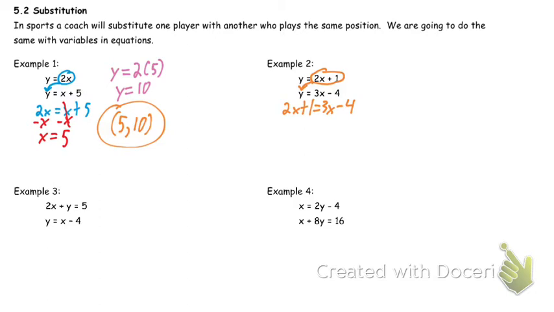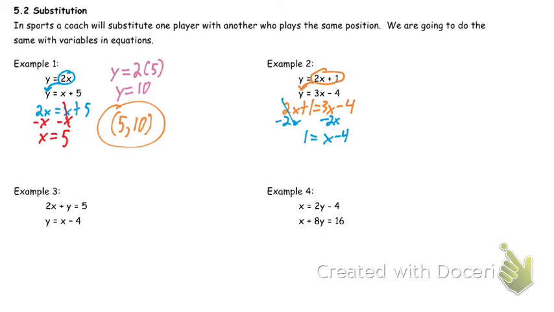I actually recommend subtracting the 2x and keeping our x's positive. We have a choice here, and I would recommend subtracting 2x to keep it positive, okay? So let's go ahead and do that math move. Subtract 2x from both sides. 1 equals x minus 4.